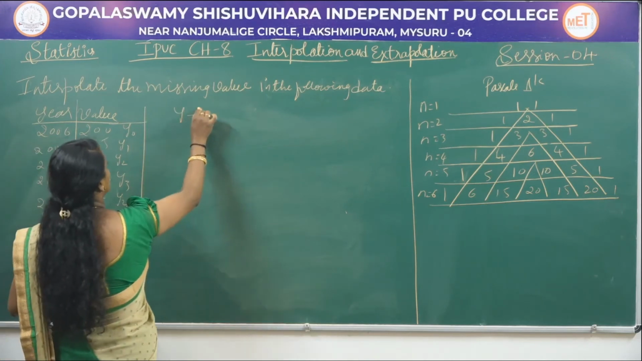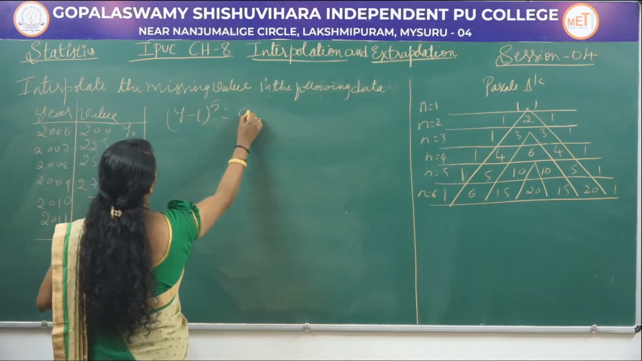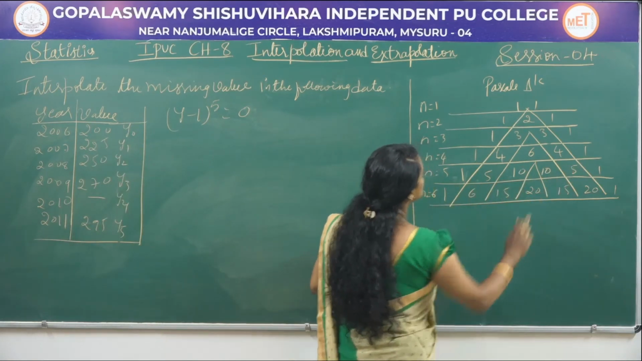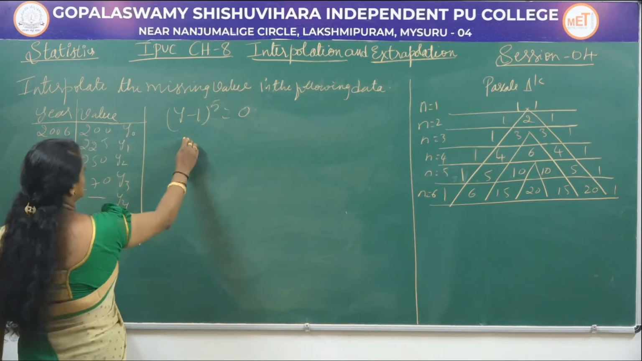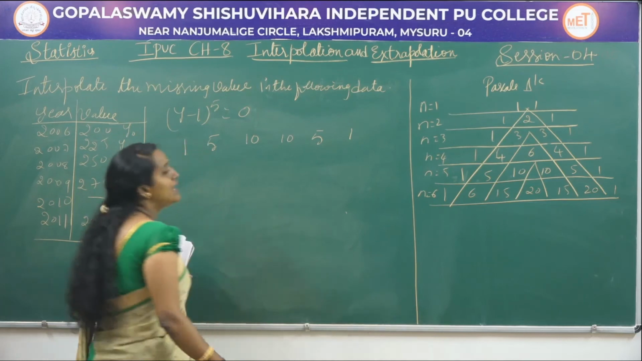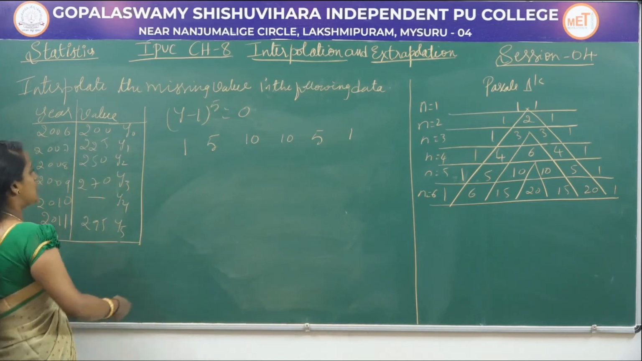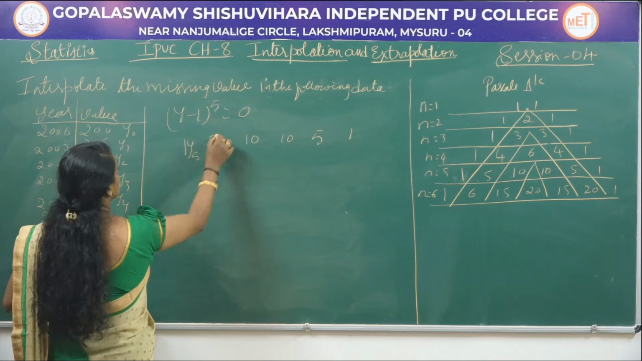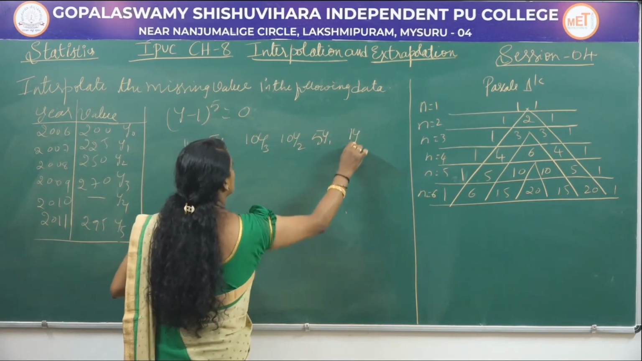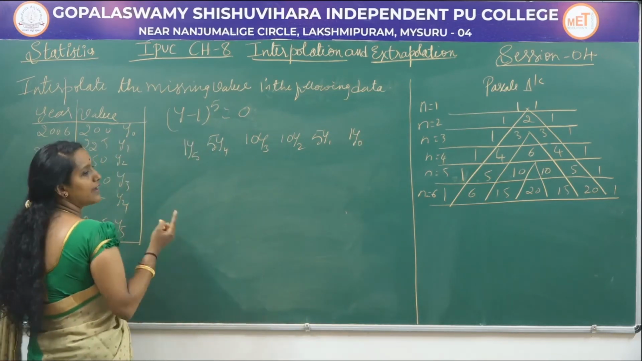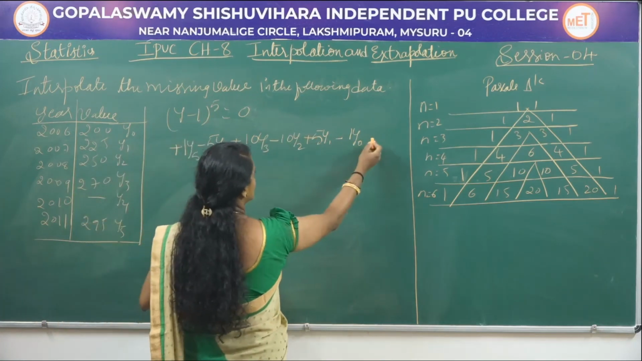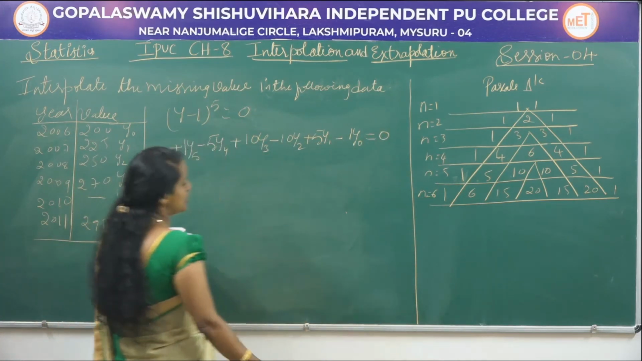We have to expand (y minus 1) to the power 5 is equal to 0. For n is equal to 5, the coefficients are 1, 5, 10, 10, 5, 1. First write down the coefficients 1, 5, 10, 10, 5, 1. Next, take the y values, starting from y5, y4, y3, y2, y1 and y0. Next, write down the signs plus, minus, plus, minus, plus, minus and equate this to 0.